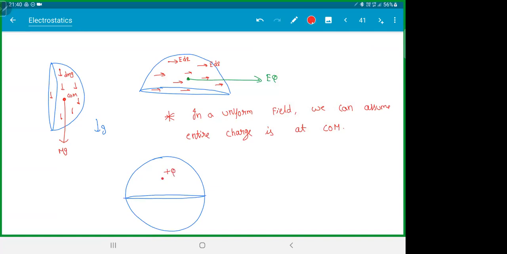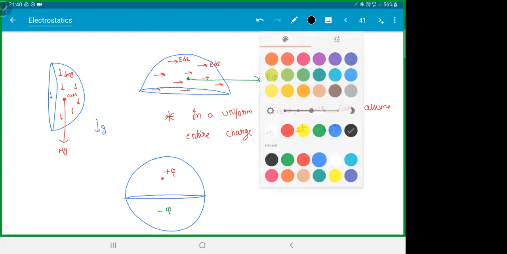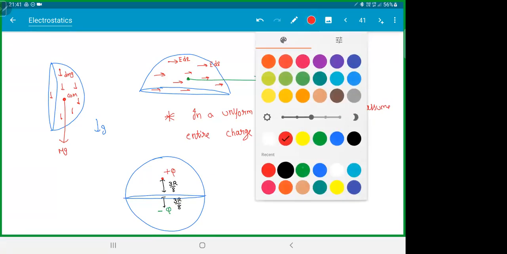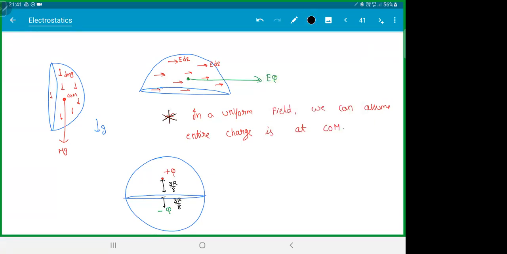So this is plus Q. This is minus Q. And this distance is 3R/8, and this distance is 3R/8. So the forces will be on this guy, EQ. I'll show it in the next page, but have a look at this page first. Quite a useful concept. For uniform fields, you can just replace with center of mass and finish it off.